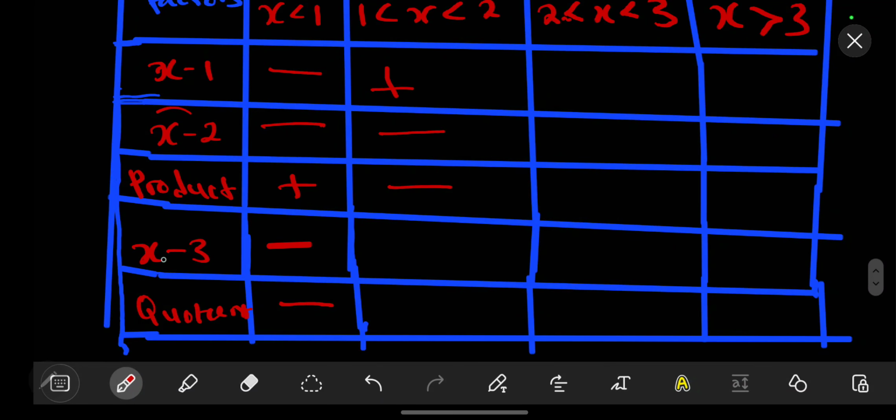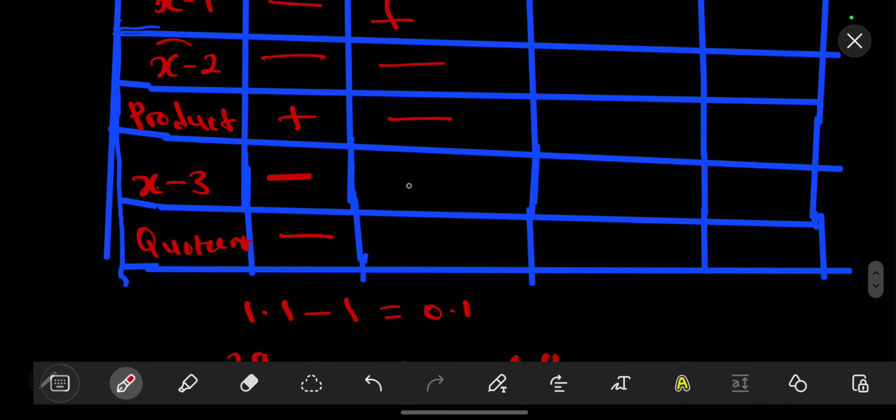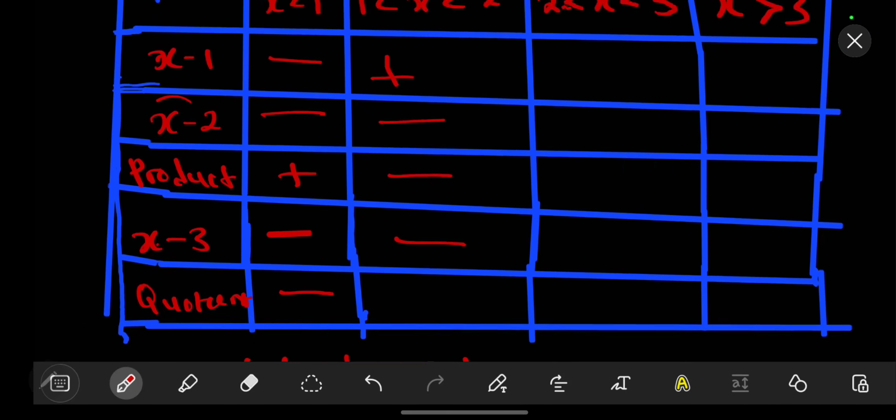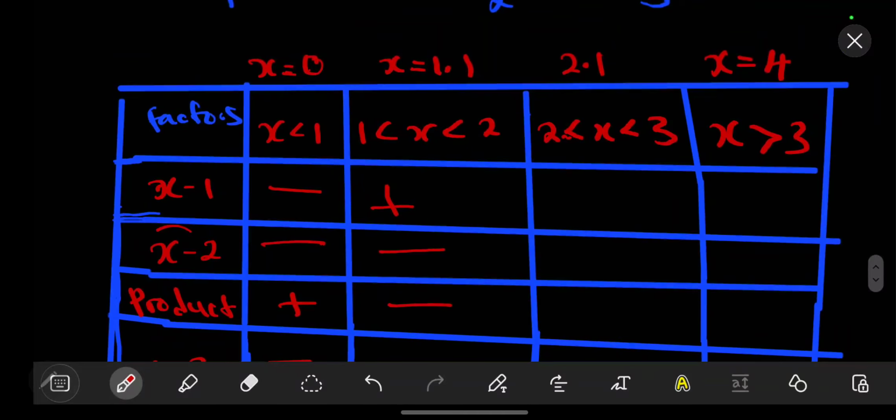Then we are here. If we put 1.1 here, it will be 1.1 minus 3, which shall be equal to negative 2.9. So we are going to have a negative here. So negative there. If we put 1.1 minus that, it will be a negative. Then the product divided by this to get our quotient. Negative divided by negative will give us a positive, like that.